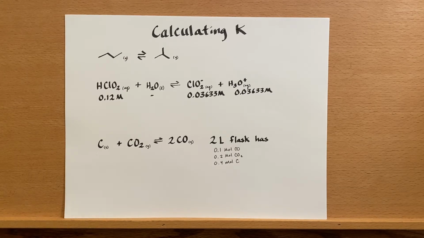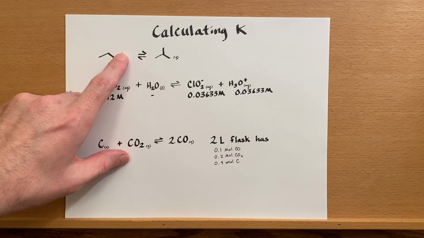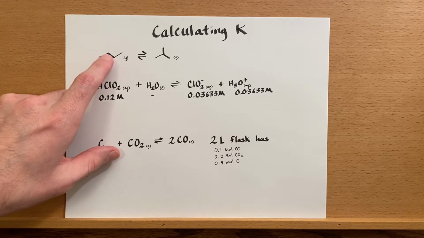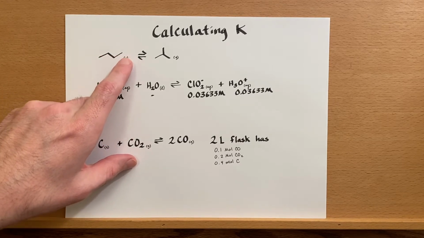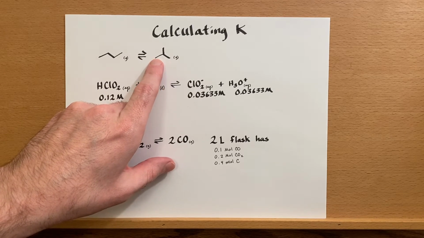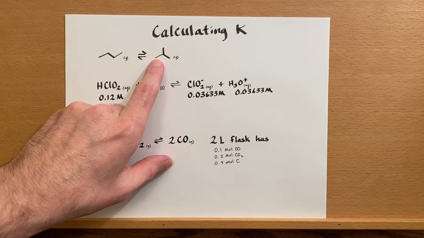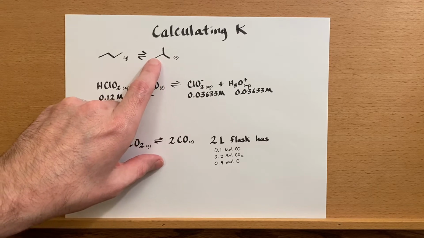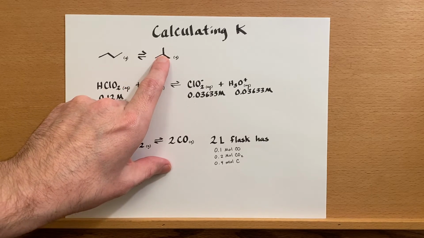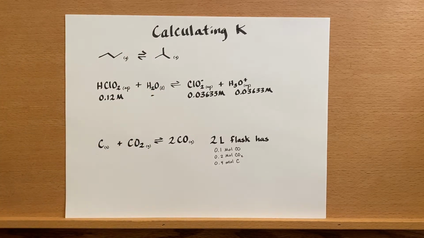So, for example, let's say we have an equilibrium between butane, which is 4 carbons, and then there's some hydrogens here. There's CH3, CH2, CH2, CH3, and isobutane, which is an isomer of butane. That is a compound that has the same chemical formula but a different arrangement of atoms. So you'll notice that now there's a CH3, CH, CH3, and another CH3 up there. Well, let's say we have an equilibrium between these two.